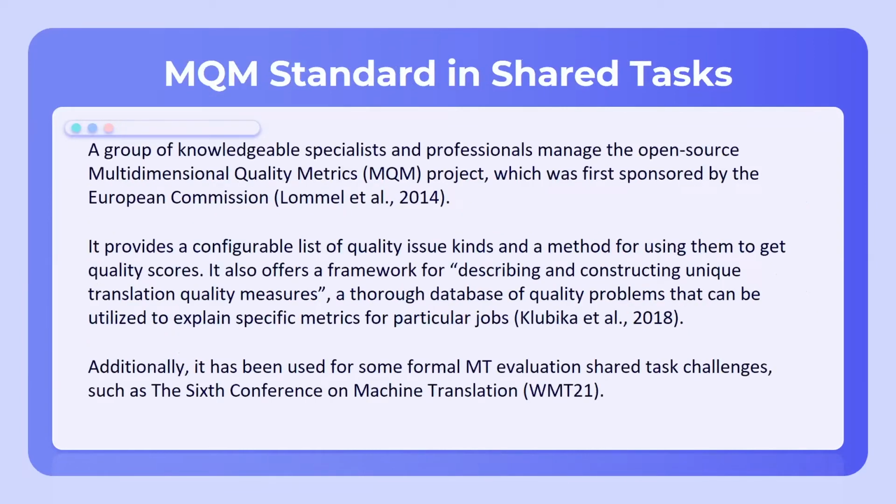Now, let's introduce the multidimensional quality matrix, MQM. A group of knowledgeable specialists and professionals managed the open source MQM project, which was first sponsored by the European Commission in 2014. It provides a configurable list of quality issues and a method for users to get quality scores. In the meantime, it also offers a framework for describing and constructing unique translation quality measures.